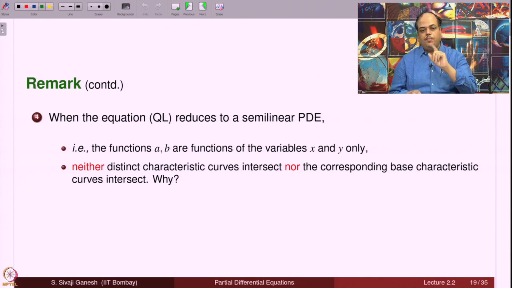That is why semilinear base characteristics do not intersect: in the equations governing the base characteristic curves, the right hand side is A and B, and they are functions of x, y only. If they are also functions of x, y, z, you cannot claim uniqueness because you cannot solve. The problem does not make sense. Okay.